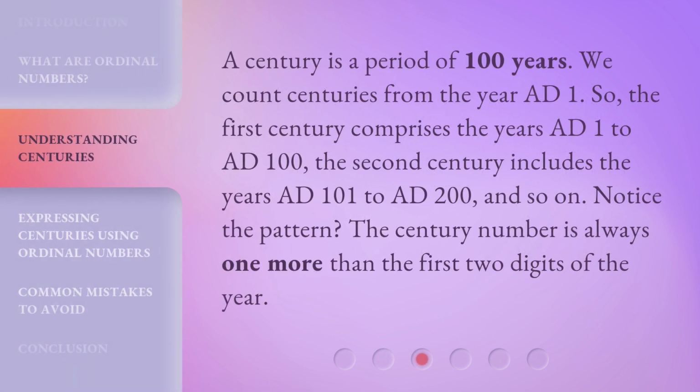A century is a period of 100 years. We count centuries from the year AD 1. So, the first century comprises the years AD 1 to AD 100. The second century includes the years AD 101 to AD 200, and so on. Notice the pattern? The century number is always one more than the first two digits of the year.